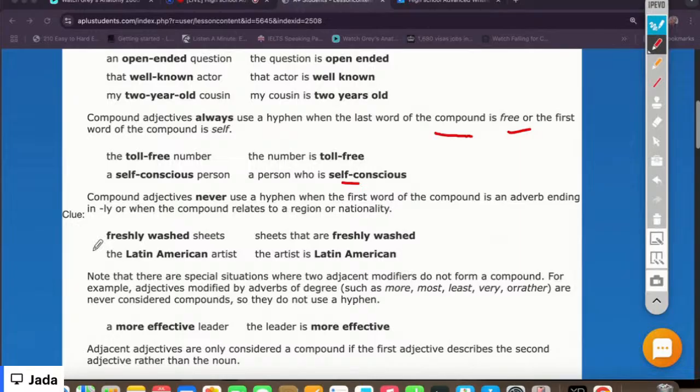And then compound adjectives never use a hyphen when the first word of the compound is an adverb ending in ly or when the compound relates to region or nationality. So we have the freshly washed sheets. You don't use a hyphen there, and the Latin American artist. You don't need to use a hyphen. Okay.